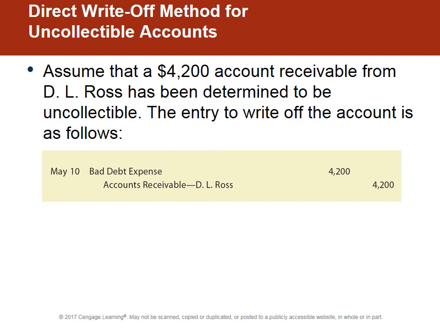Let's look at how it's recorded. So if we use the direct write-off method and make an assumption that an account receivable from a customer is determined to be 100% uncollectible, then we will record a bad debt expense that will match with the revenue during this period, and we will just take this customer's accounts receivable off of our accounting records. It's no longer an asset. Debit bad debt expense, credit accounts receivable to show that 100% of this receivable is uncollectible. Again, this direct write-off method is only allowed for companies that are small and have very few accounts receivable.